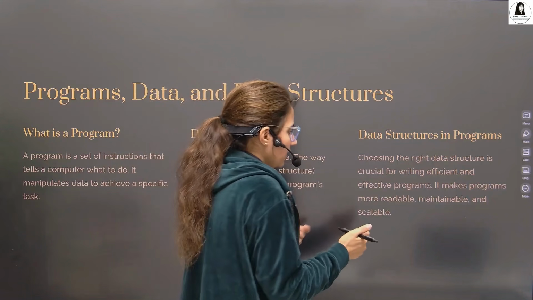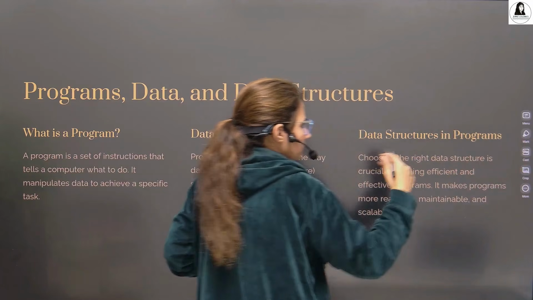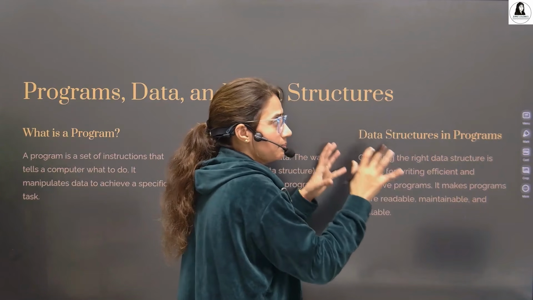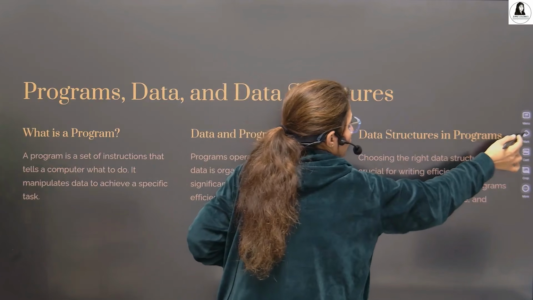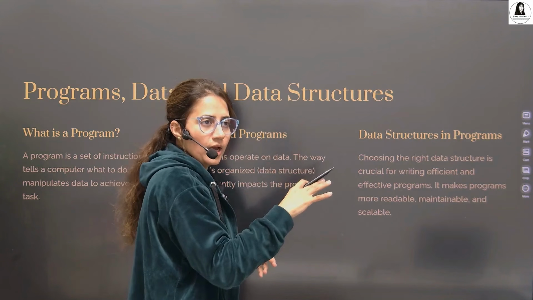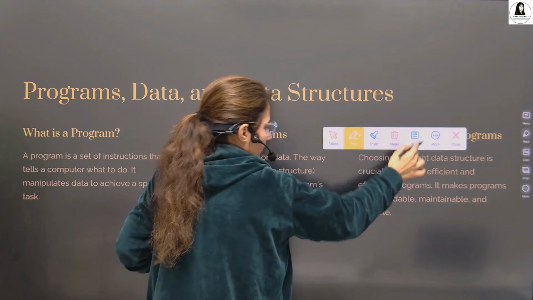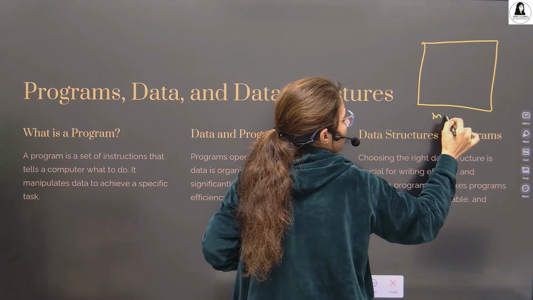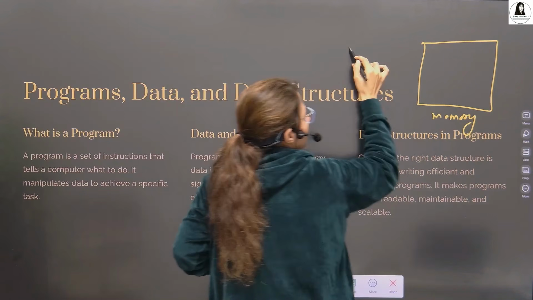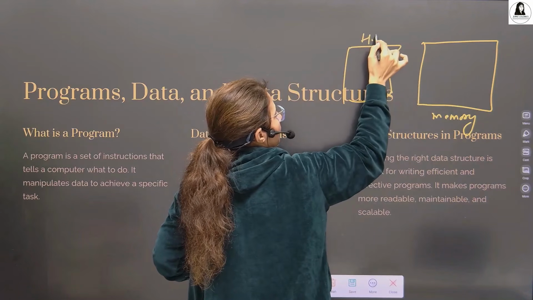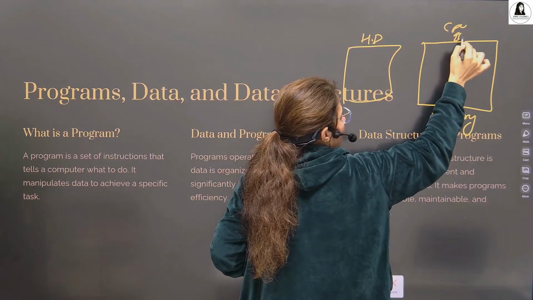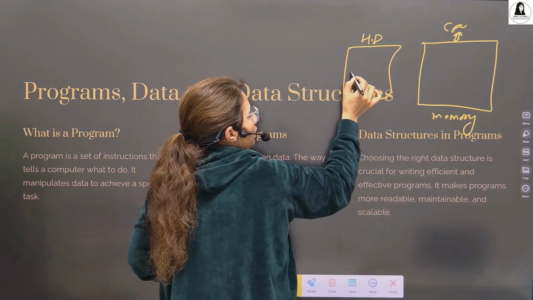So we can say something like this: it's in main memory basically. Organization of the data is in main memory. Suppose you have a program and you need some data. Let me just show you this. We have this main memory, and this is a hard drive. The CPU is there, which will be interacting with this. So there is a program.